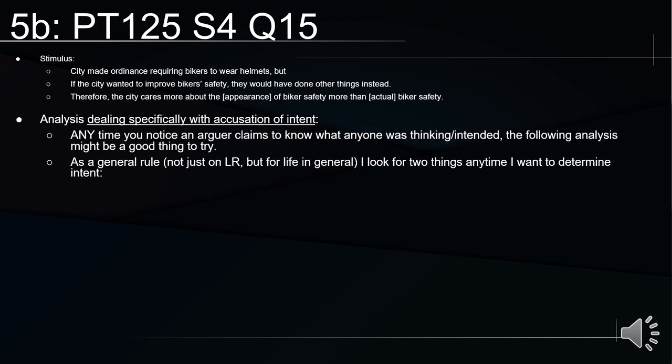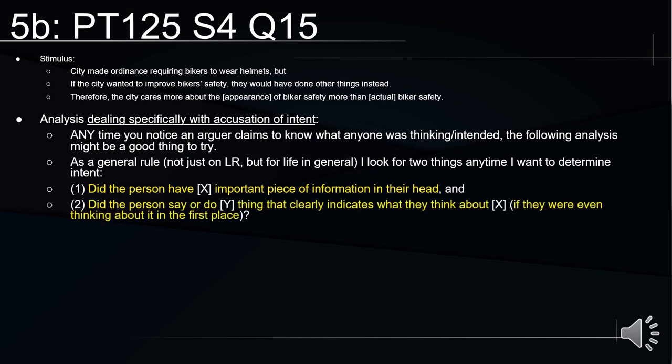So as a general rule, I look for 2 things anytime I want to determine intent. The first is, did the person that I'm pretending to know the thoughts of have X important piece of information in their head? And did the person say or do Y thing that clearly indicates what they think about X, if they were even thinking about it in the first place? So basically, I need to know something about what's inside their head, and I need to be able to see their actions or something external and observable that indicates clearly what they think about that piece of information that I happen to know they have in their head.